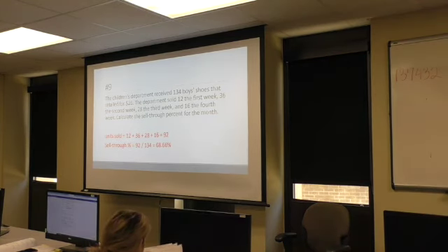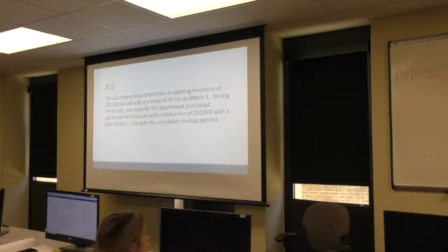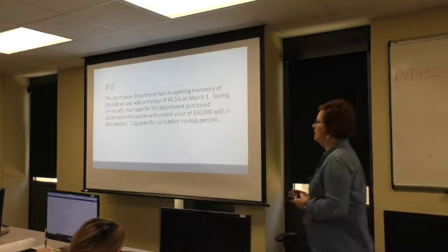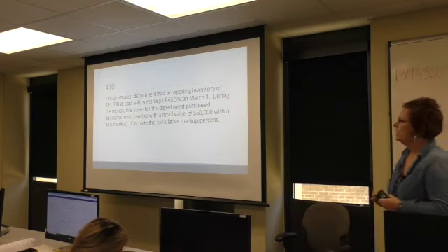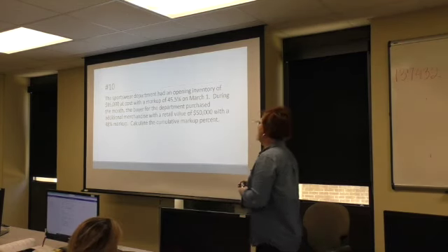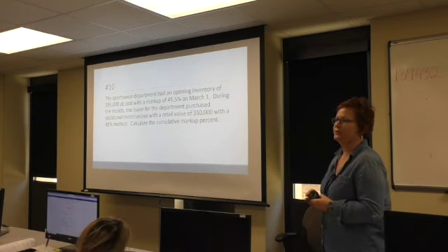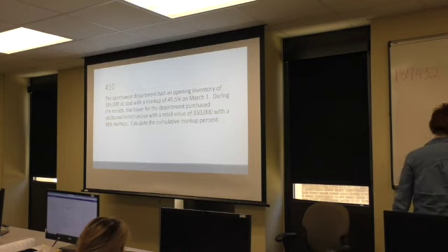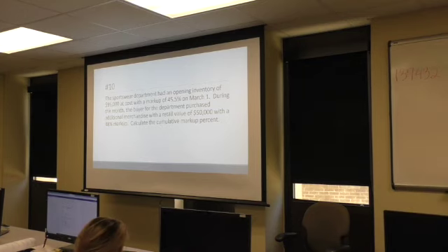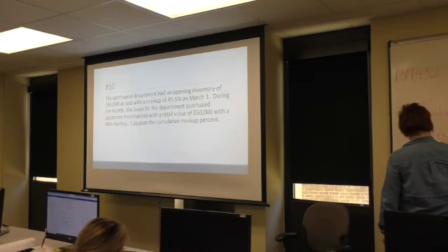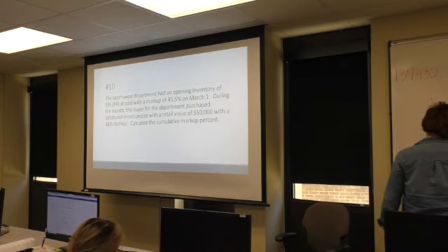Okay, here we go. This next one is going to be one of the Excel problems. I believe it's going to be worth 5 points on your test. The sportswear department had opening inventory of $95,000 at cost with a markup of $45,500 on March 1st. During the month, the buyer for the department purchased additional merchandise with a retail value of $50,000 with a 48% markup. Calculate the cumulative markup percent. Okay, go ahead and start working this problem. Remember, I will give you the framework for the problem, right?